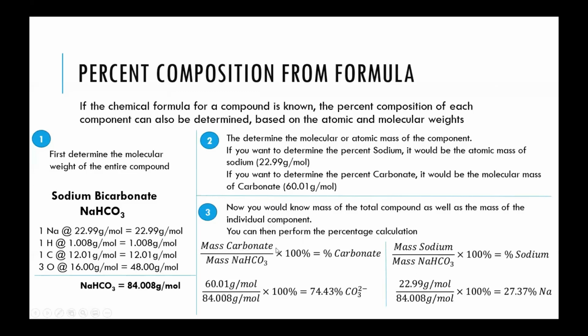When you determine the molecular weight of carbonate itself at 60.01, you again can divide that by the molecular weight of the entire compound to figure out that sodium bicarbonate is 74.43% carbonate. So going through, looking at these different compounds and looking at what types of atoms and components they're made up of, you can see how the reactants react and form the individual products, and look at the ratios between the two.